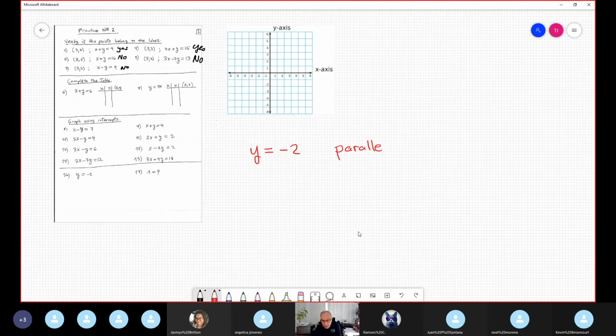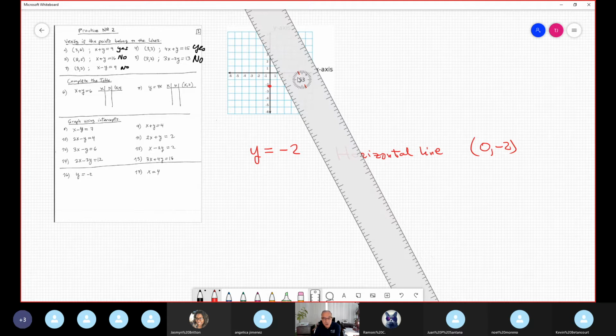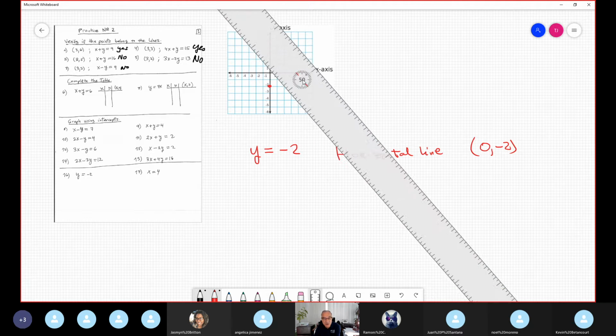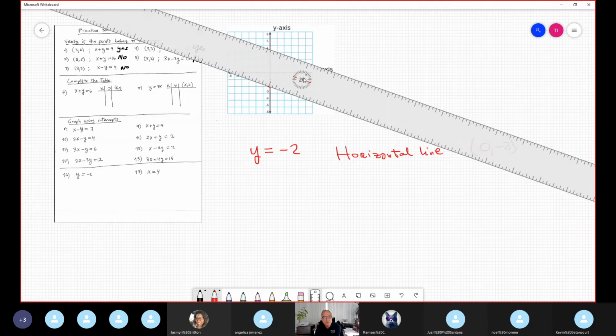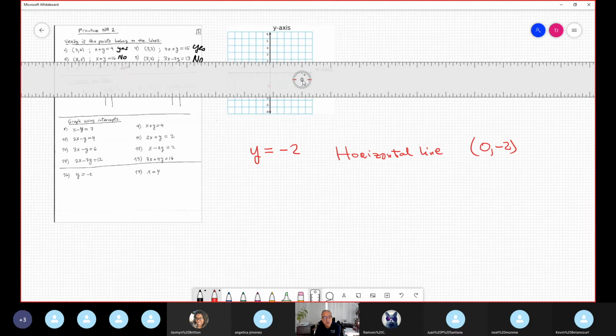Parallel, no. Hello, what the hell? Horizontal. Horizontal line. Because I know that when there is y equals something, it's a horizontal line. Passing through what specific point? Negative 2. The one important point is the point 0, negative 2. It's here. And after that, using the horizontal line, which is 0 degrees, I do the rest.